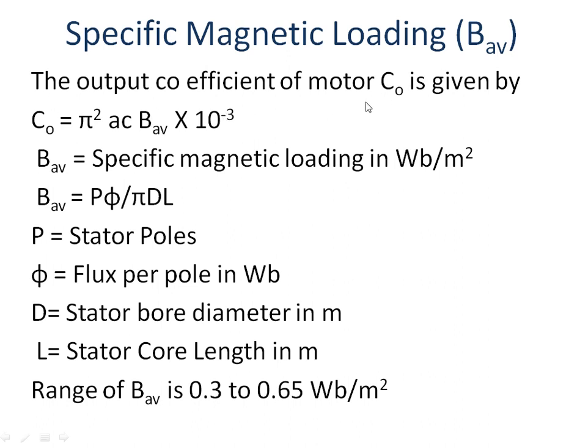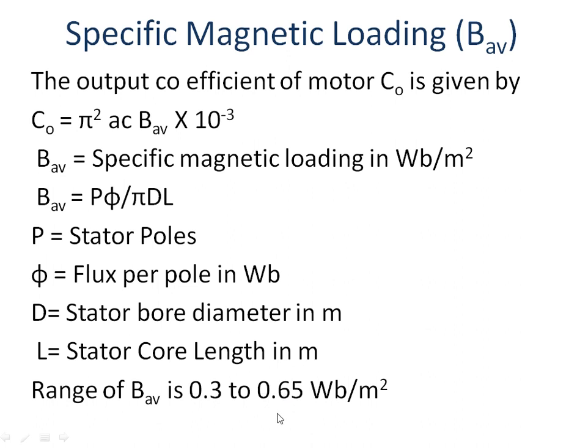The output coefficient of the induction motor is given by pi square AC BAV into 10 raised to minus 3, where BAV is known as the specific magnetic loading. It is having a unit of Weber per meter square because it is nothing but average flux density of the air gap. It is given by the formula P phi upon pi dl, where P is the number of stator poles, phi is the flux in Weber, d is the stator bore diameter in meter, and length of the stator core L in meter. So the range for this specific magnetic loading is from 0.3 to 0.65.